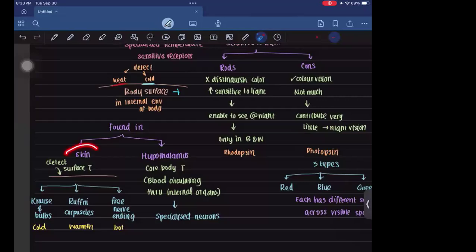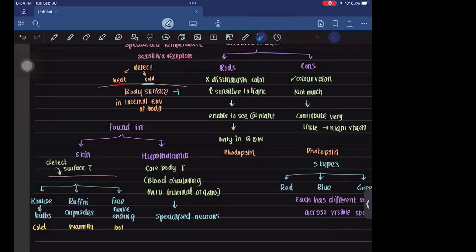Okay. So the ones which are present in skin can be three types. There are three types of thermoreceptors which can be present in the skin. The first one is Krause end bulbs. What do you call it? Krause end bulbs. The second one is Ruffini corpuscles. Krause end bulbs, Ruffini corpuscles, and free nerve endings. These are the three types of thermoreceptors which can be present in your skin. So say with me, what are the three types of thermoreceptors which can be present in your skin and which are responsible for detecting the surface temperature? Krause end bulbs, Ruffini corpuscles, and free nerve endings.